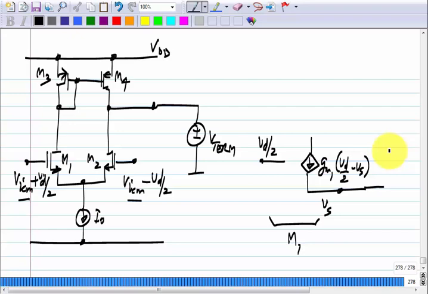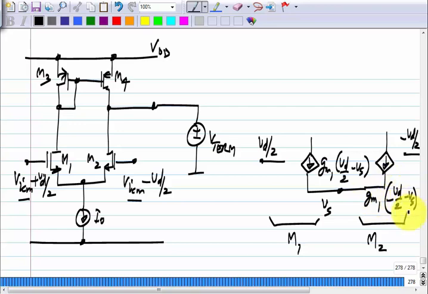I do not see how, unless the answer happens to be 0 or something like that, and you by some other means you also get 0. Okay. And this is the equivalent of M2, and here we have minus Vd by 2. So, what is the value of this current source? GM1 times minus Vd by 2 minus Vs.